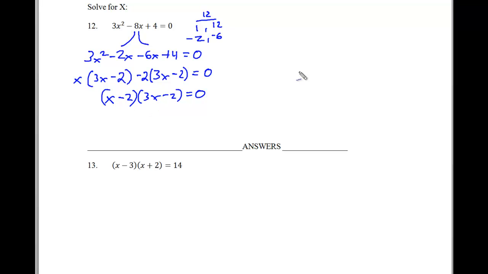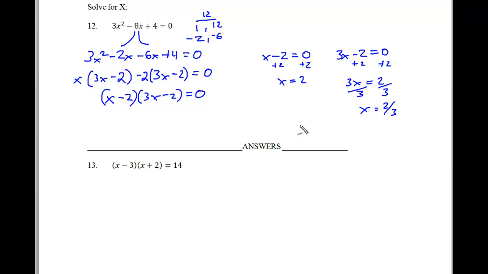The other half of the credit of the problem is to find where this hits the ground. And what I'm going to do is set this equal to 0. Each one of these is going to hit the ground at 0, so I have to check when each one does. Now in this first problem, I'm going to add 2 to both sides, so x is equal to 2. And here I'm going to add 2 to both sides, so I get 3x is equal to 2, and then divide by 3, so x is equal to 2/3. So the answer is my set of 2/3 where it hits the ground, and also 2.